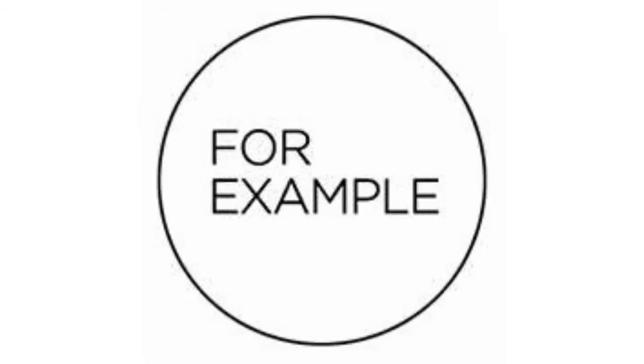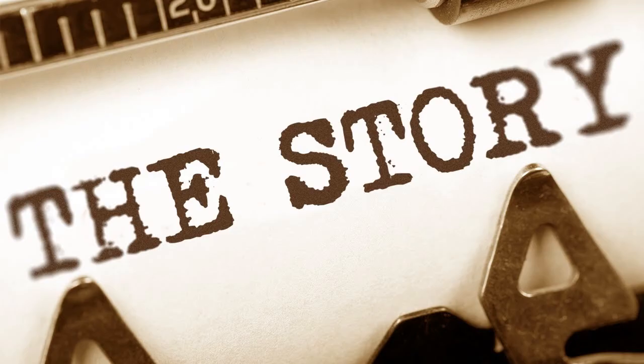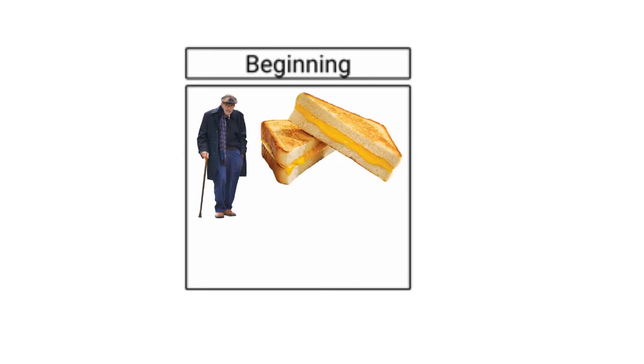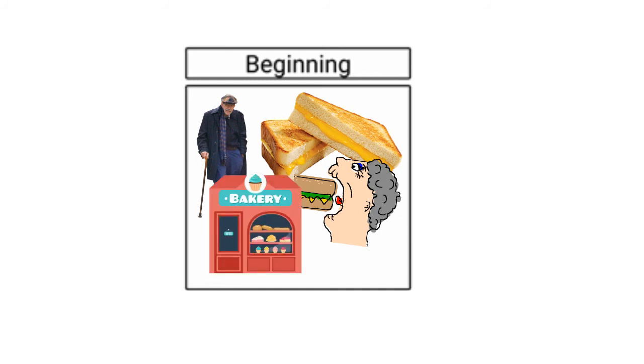For example, if I wanted to create a story for an older character, the beginning could be that old Harry is looking to make his usual meal of roasted cheese, but finds out that his wife is eating the last of the bread and that he must go to the shop to get more.